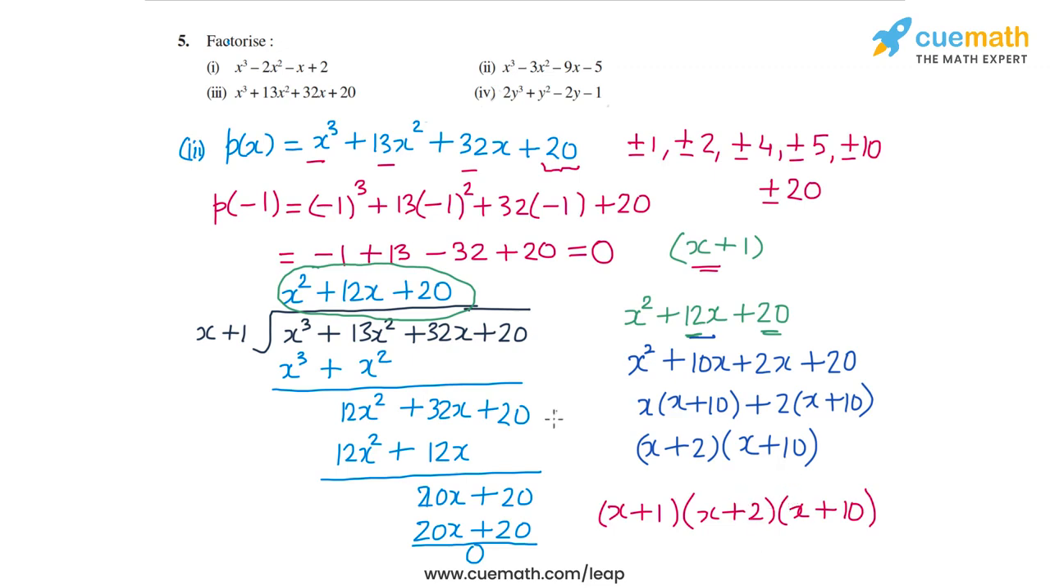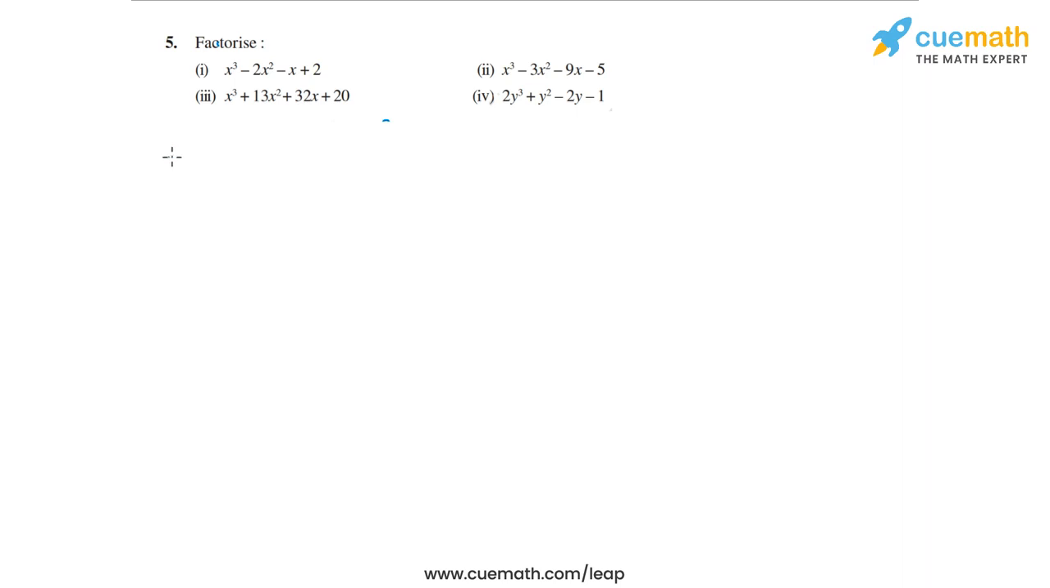Now let's go to the fourth part. So in the fourth part, because the variable is y, let's call our polynomial p of y. So p(y) is equal to 2y cube plus y square minus 2y minus 1. So again, let's use the factor theorem and figure out at least one factor of this polynomial. Because the constant term of this polynomial is minus 1, let's try and substitute plus minus 1 and see if any of these lead to 0.